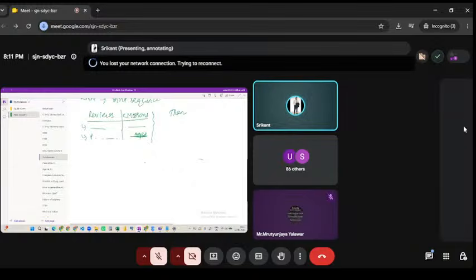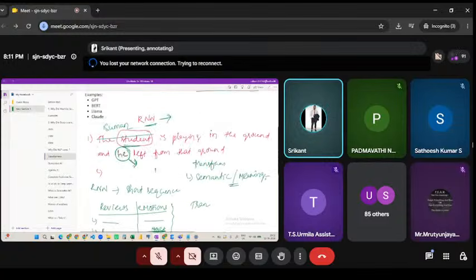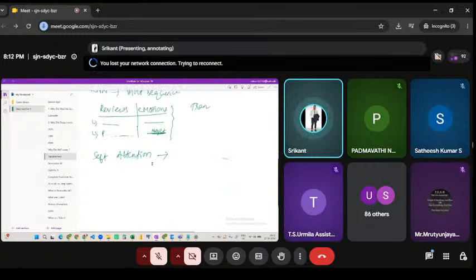The important one is self-attention. It will give some high probability to the important words. So here the important word is he. He refers to a human, right? So it will give some important probability. That is why the transformer uses self-attention.